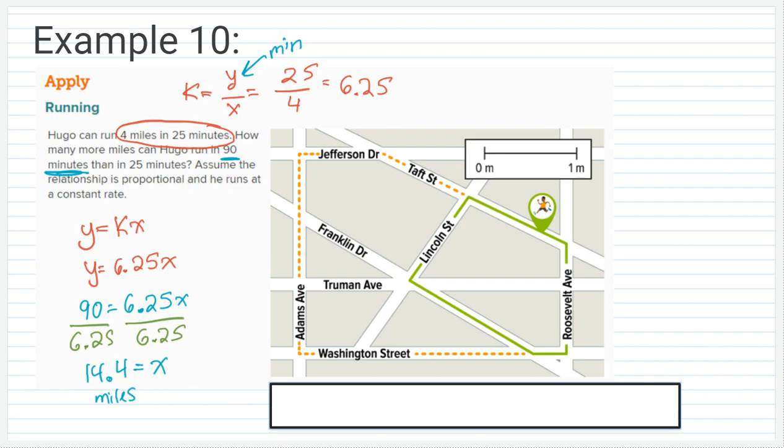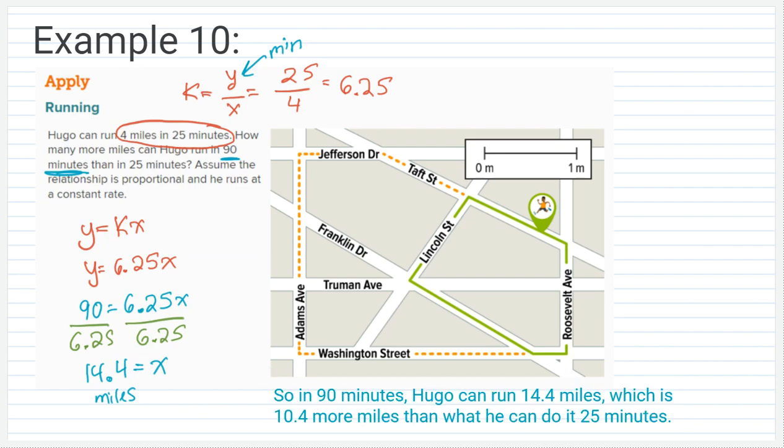If I had done this backwards, you still could have solved this, but basically your k value, you just would have multiplied by 90 and you still would have ended up with the same answer, 14 and 4/10. So with that being said, we did 4 miles in 25 minutes, but then we did 14 and 4/10 in 90 minutes. That means if we subtract these, you did 10.4 miles more than what you could do in 25 minutes. So that would be our final answer for this question.